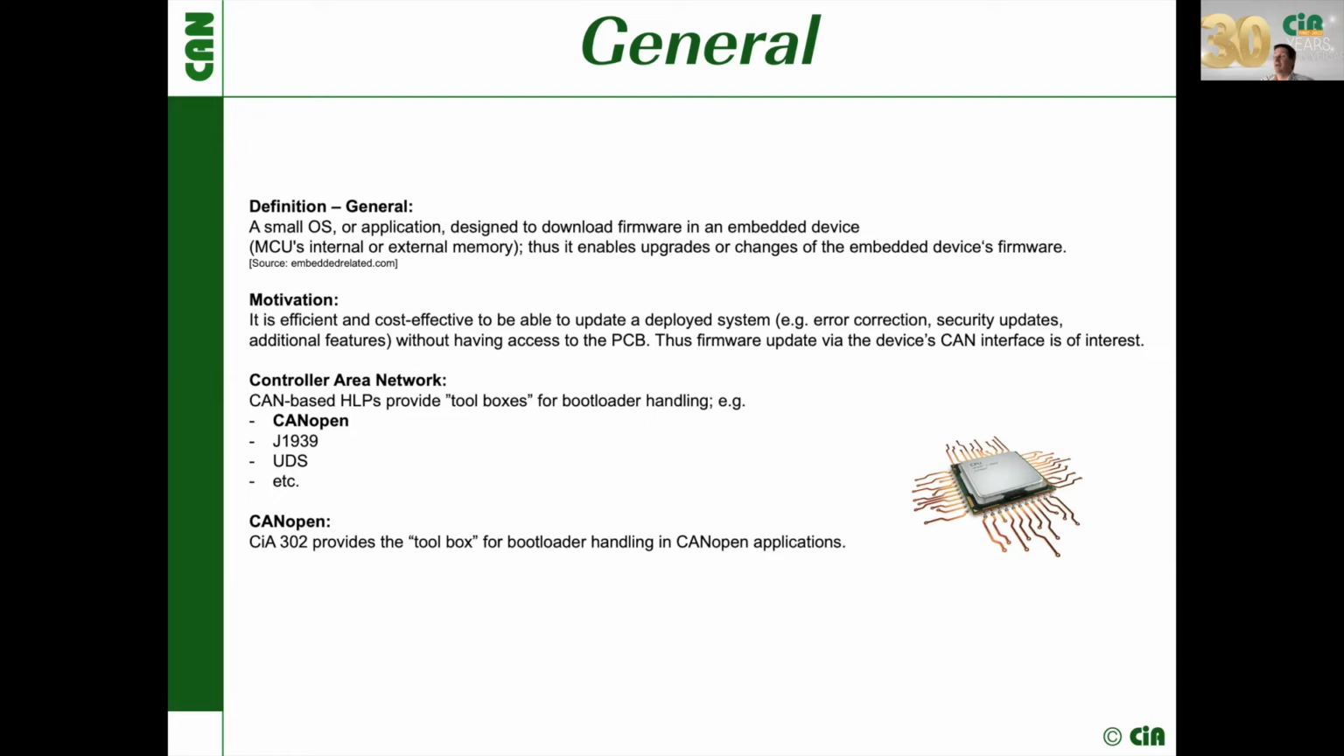And as I've already explained, this is not something new. There exist already, let's say, toolboxes for CAN-based higher layer protocols. So it depends which CAN-based higher layer protocol is used. Then you can do it via the means provided by CANopen, J1939, USB, etc. And for CANopen, the provided toolbox is the document 302 that gives us the possibility to hand over to a device a new firmware and to start it.